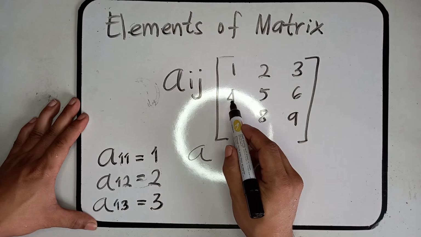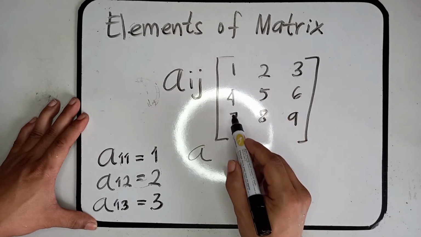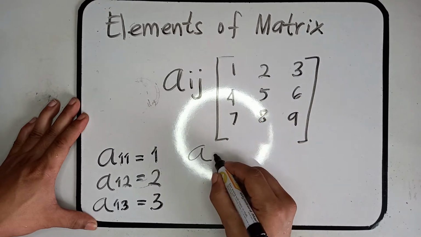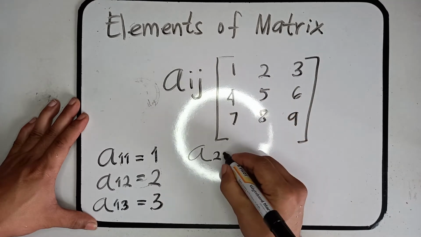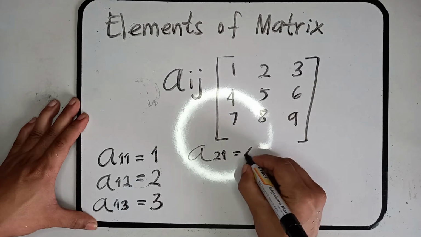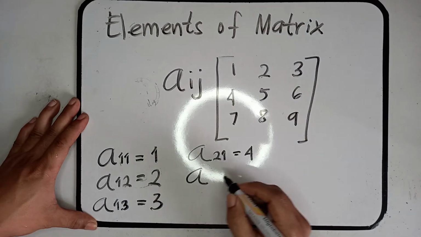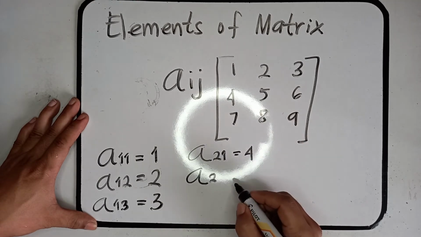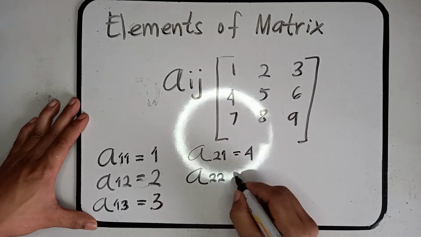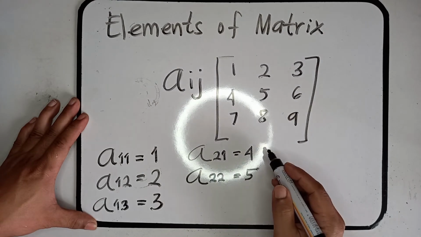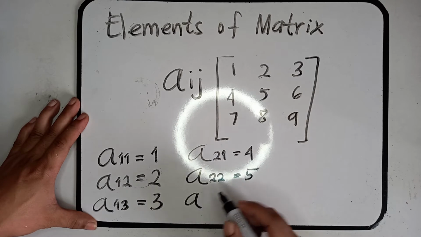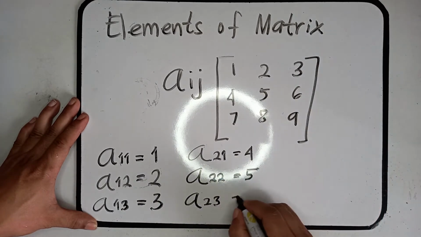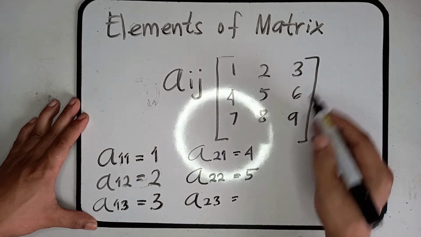And then, for our number 4, we are on row 2, but column 1. Okay? So this is 4. And then, for 5, we are on row 2, column 2, that is 5. And then row 2, column 3, that is where our 6 is located.